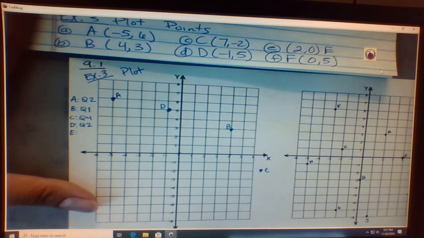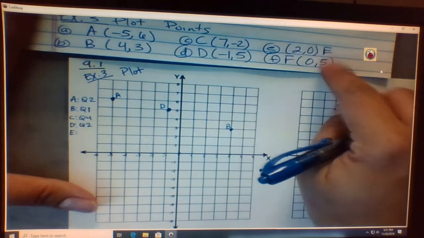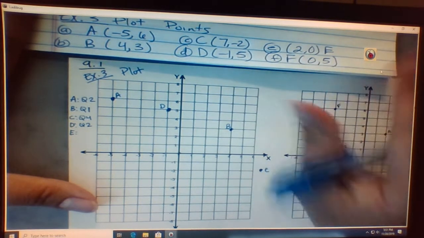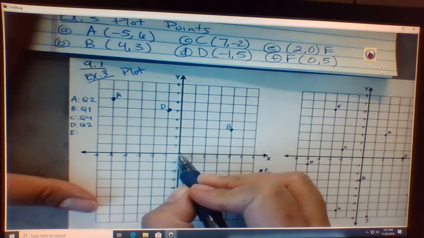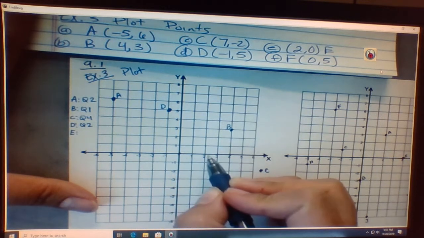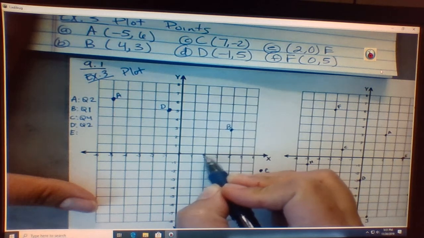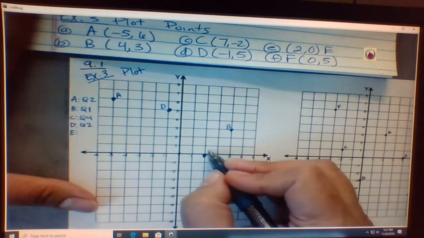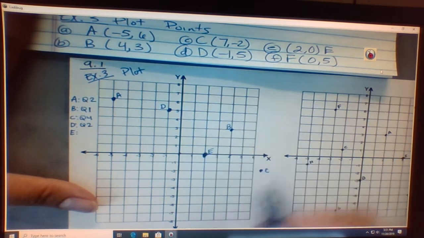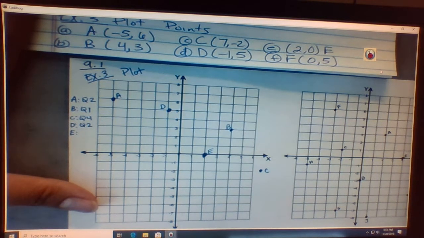So point E is at 2, 0. Those are the ones that I'm always afraid you guys make mistakes on. It's a positive 2, so I go 2 where? To the right. It's a 0, so do I go anywhere? Nope, I stay here. This is E. Now, what quadrant is this in? It's in no quadrant. It's on an axis.